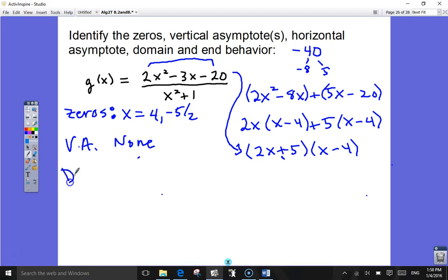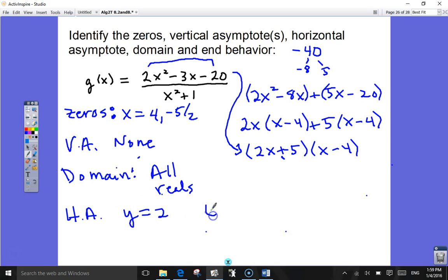Which means the domain is all reals. The horizontal asymptote is, say it, y equals 2, right? Which makes the end behavior, as x approaches plus and minus infinity, y approaches 2, right? These are the same.